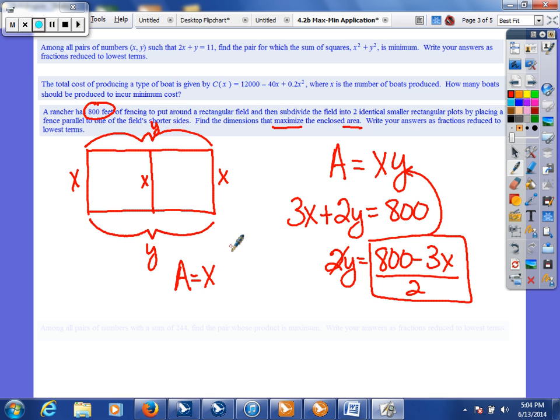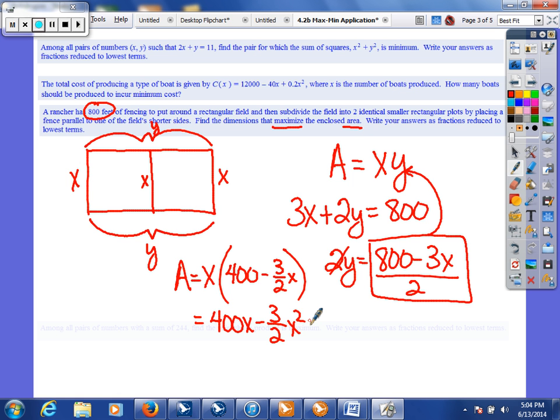The area is x times, and I'm going to divide 800 by 2 and then my 3 by 2 as well. That makes it a little easier. And then I distribute my x. I get 400x minus 3 halves x squared. It made it a little easier because now I know what my a and my b are.